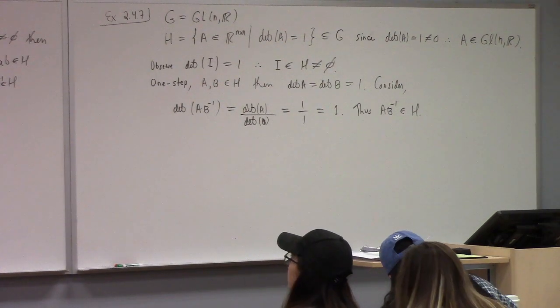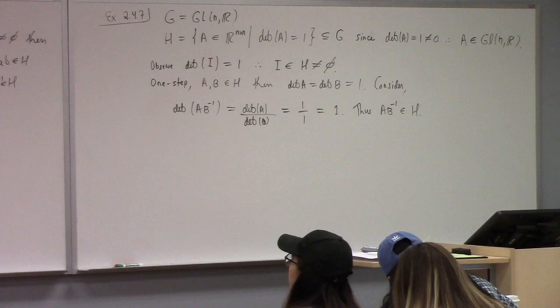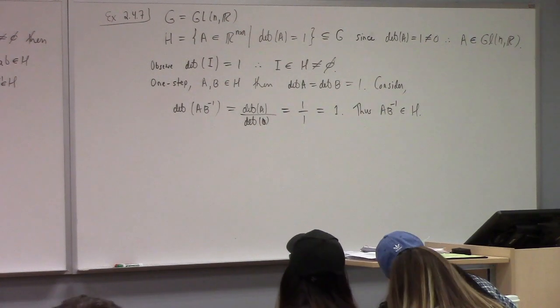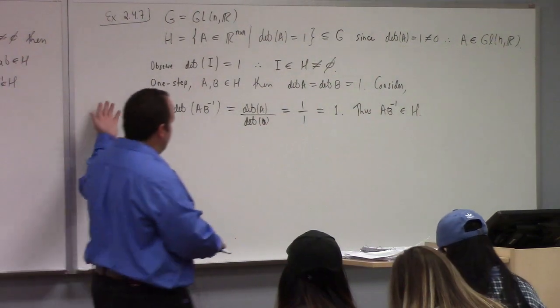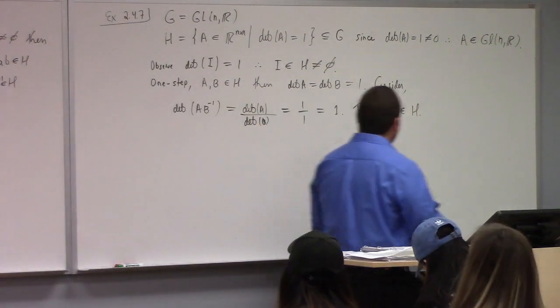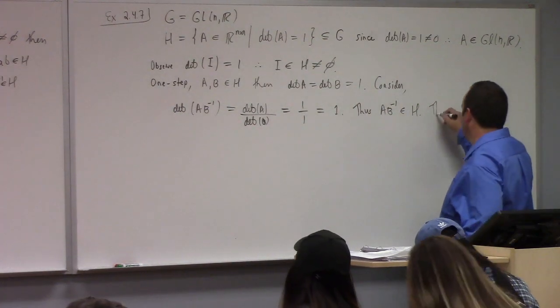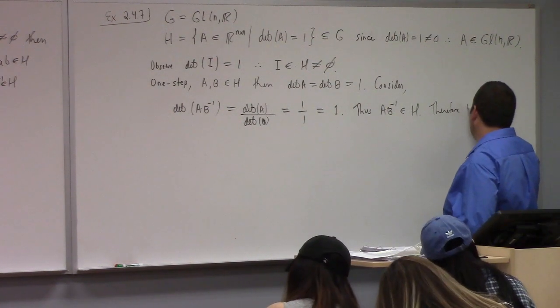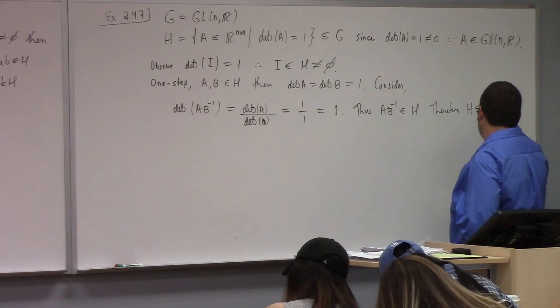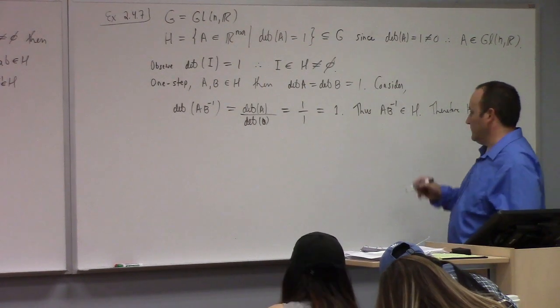Think of H as a secret club. In order to get in, you must prove you have determinant 1. So a b inverse is in the club. All right, and so there you go. One-step test, theorem done. Therefore, H is a subgroup of G by the one-step test.